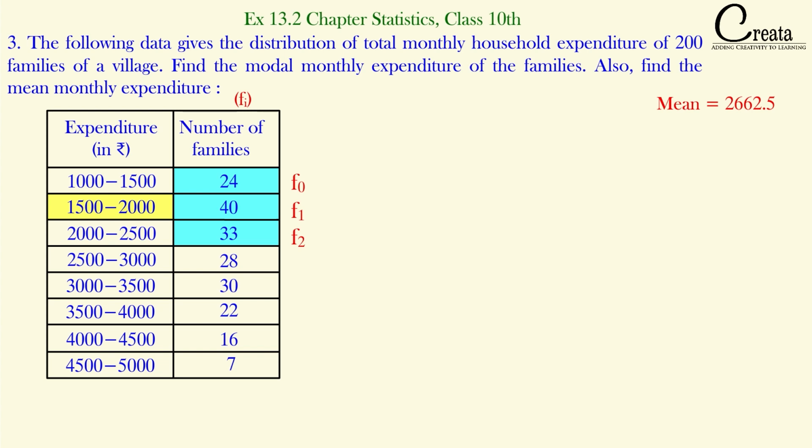Our next step, we will calculate the lower limit of the modal class, which is L. So here L is 1500, which is the lower limit of the modal class. Next step, let's calculate h, which is the class interval. Upper limit minus lower limit, 2000 minus 1500, it is 500, which we have also calculated in the mean calculations. Now we got all the values. Now we can easily use the formula of the mode.